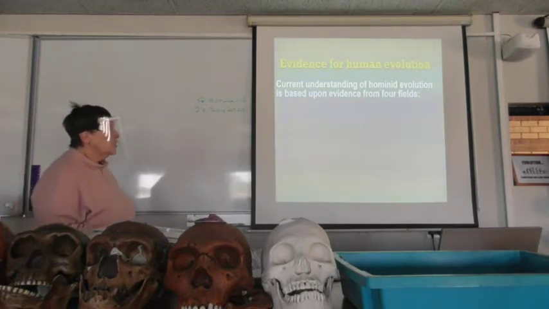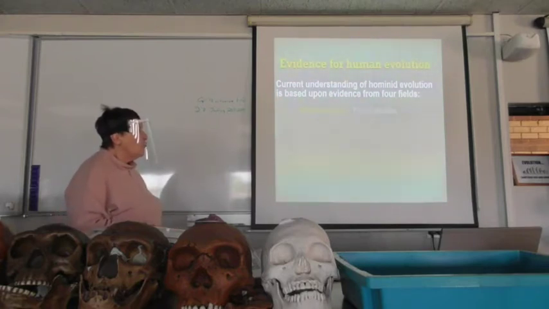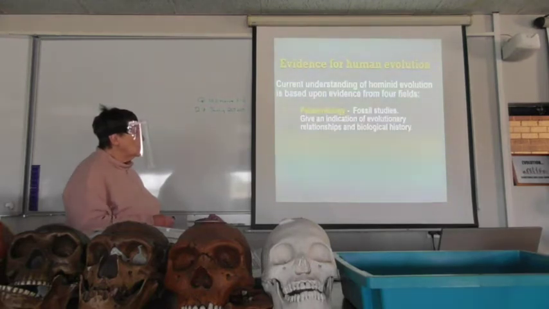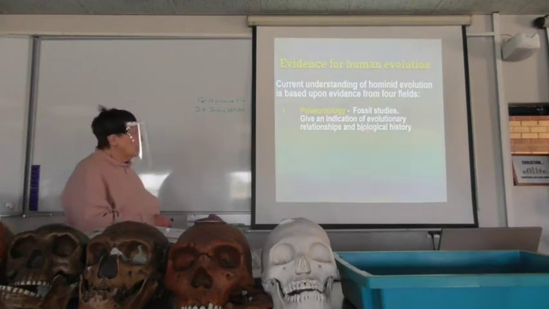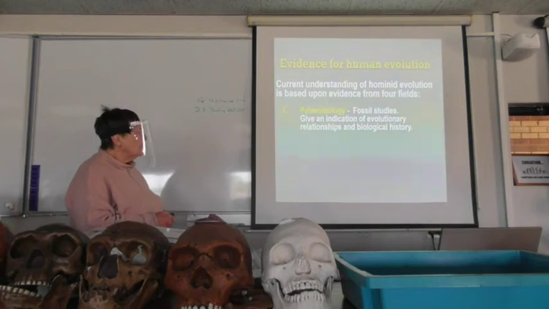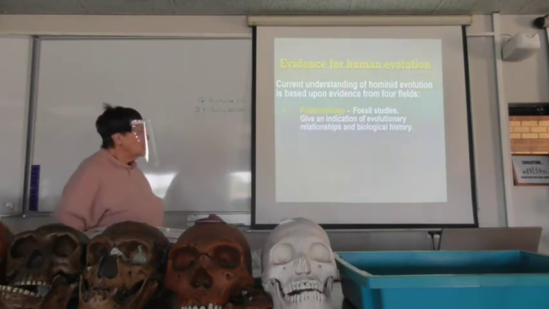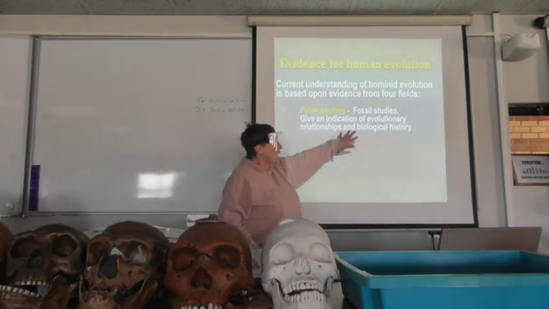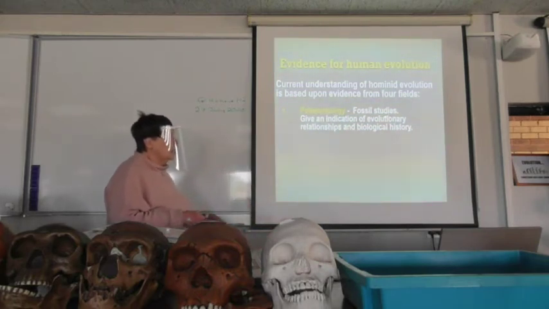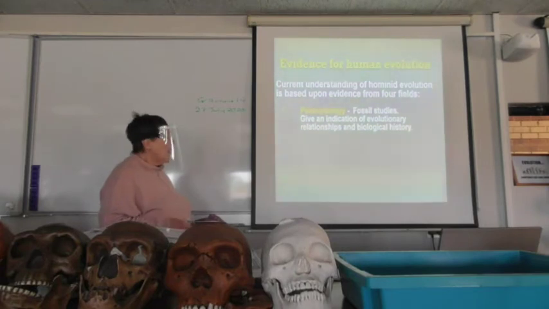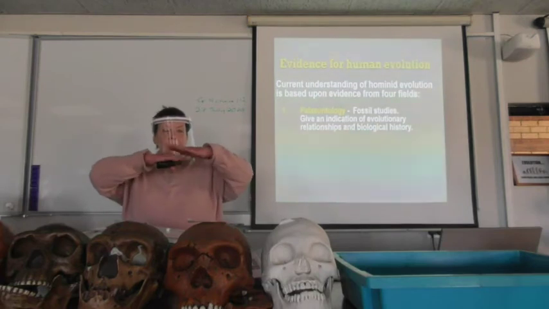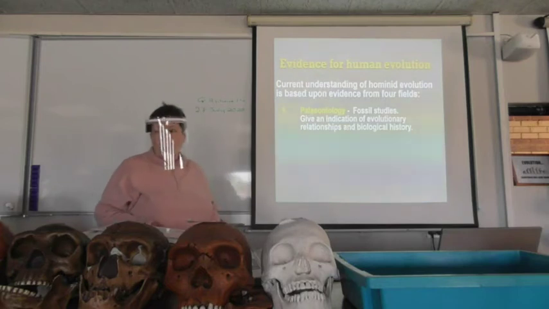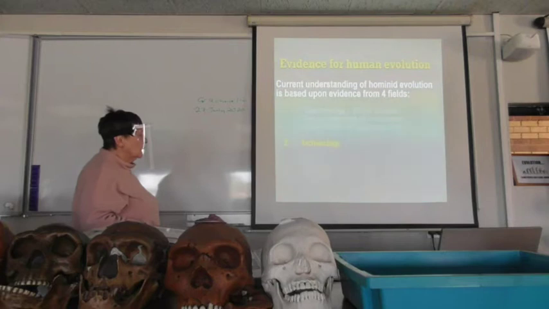Okay. So you have to know, according to your SAGs, that current understanding of hominid evolution is based on evidence from four fields. And the first one is paleontology. So you have to know the difference between the four words that I'm going to give you now. Okay. So paleontology. Ology, you know, means study of. Paleontology is fossil studies. So the study of fossils. And why is this important in terms of hominid evolution? It gives an indication of evolutionary relationships and biological history. So it's a good indication of relationships in terms of evolution. Okay. And you need to go back in your head and just think about how fossils are formed. And remember that fossils can be excavated in strata, and the fossils in the lower strata are the oldest fossils. So it's really important.